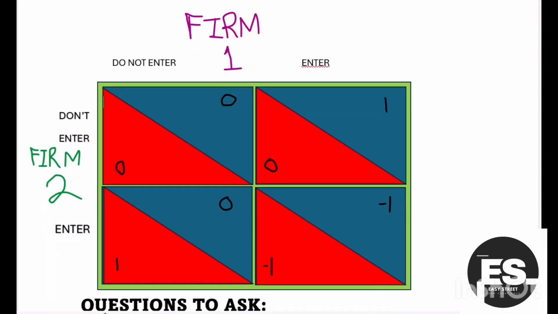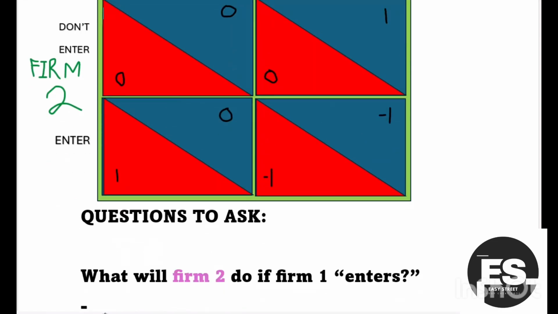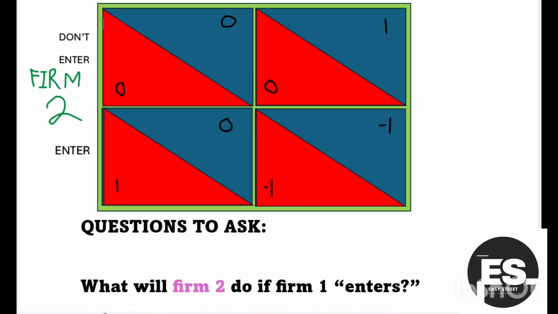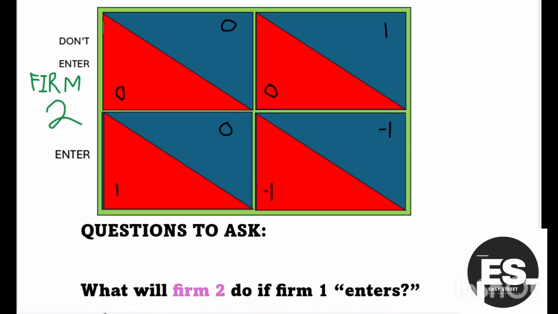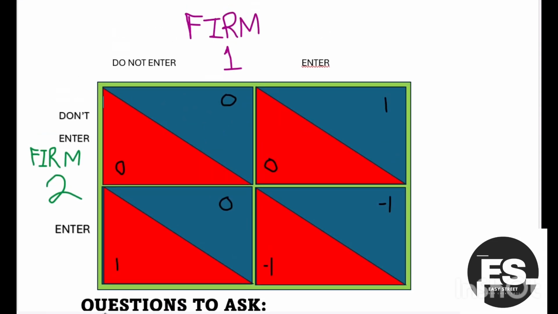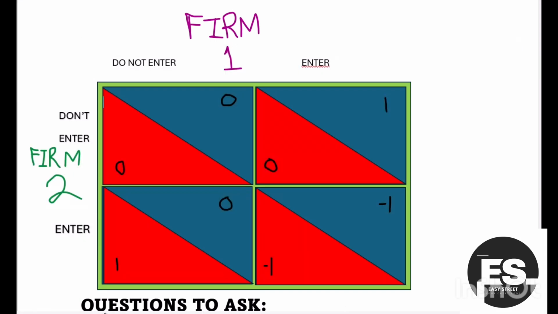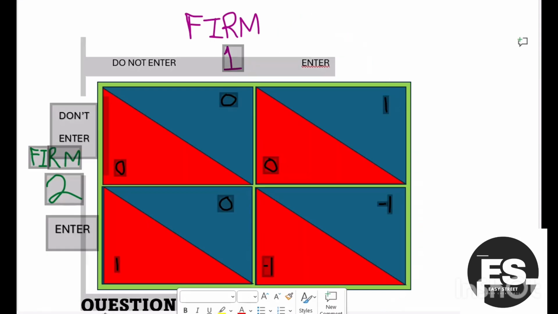So when we're doing game theory, we want to ask these questions. We always begin asking a question from the left. We ask the question, what will firm 2 do if firm 1 enters? Okay, this is the question that you're going to ask. Now, firm 1 only has 2 actions. Notice first action, second action. The first action is this entire column, right? And then the second action is the other entire column, okay?